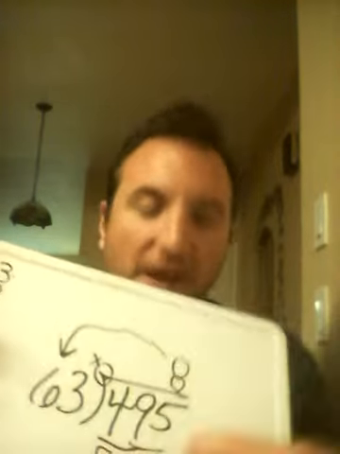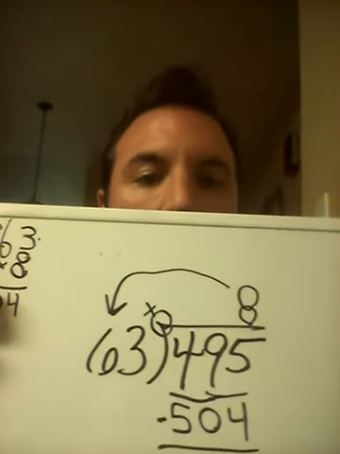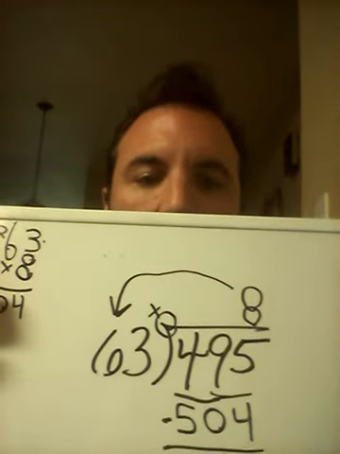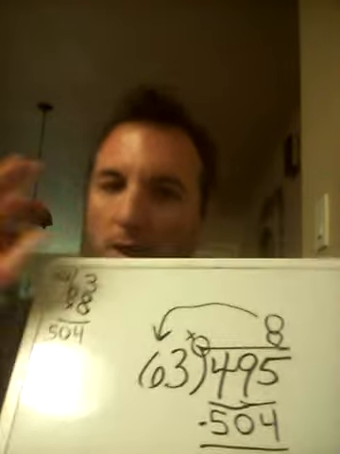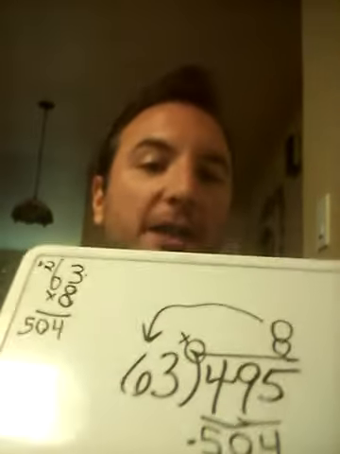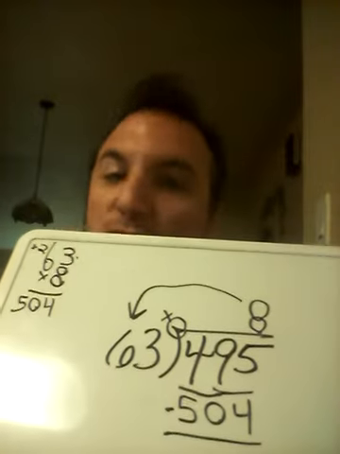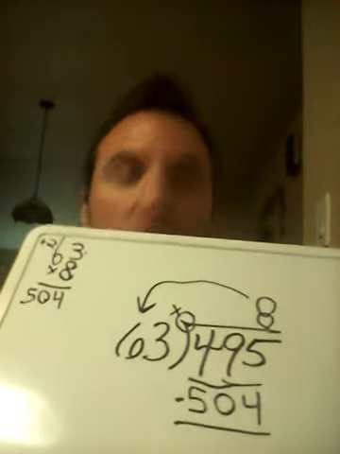Now I'm going to subtract these numbers. I'm going to subtract 504 from 495 and then see what I get. Oh, wait a minute. Hold on. 504 is larger than 495. So that's not going to work, is it? Remember, we don't deal with negative numbers in long division right now.